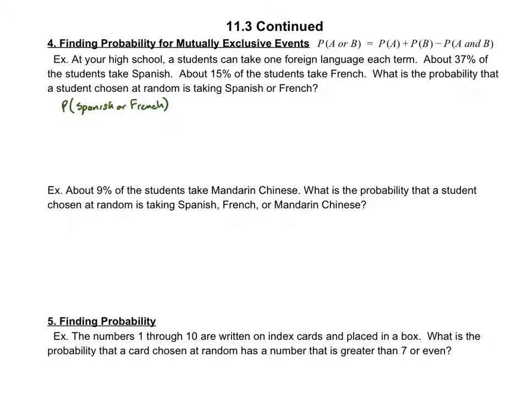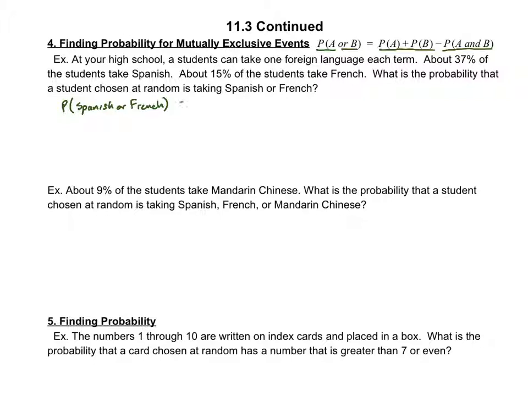Okay, so at your high school, a student can take one foreign language each term, and about 37% of the students take Spanish, about 15% of the students take French. What is the probability that a student chosen at random is taking Spanish or French? Well, when we have an or, the probability of one or the other is the probability of one plus the probability of the other, minus the probability of them happening together. The overlap is what that's going to be.